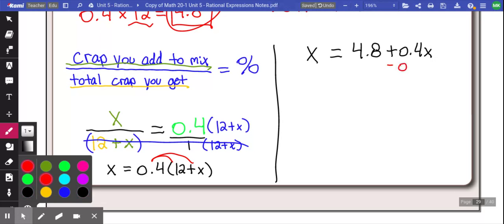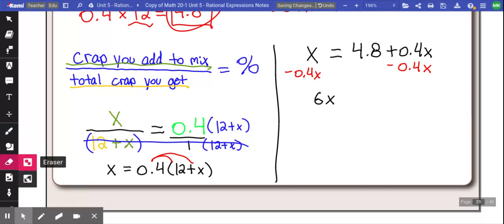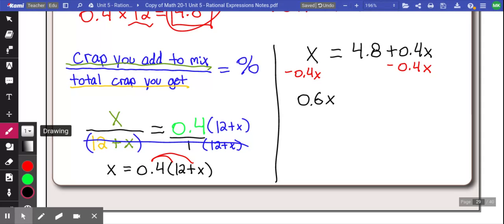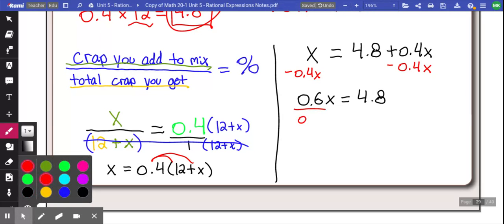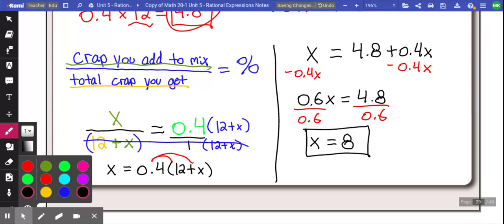We subtract our 0.4X to the other side. That gives me 0.6X, right? So that was 1X minus 0.4X, so that'd be 1 minus 0.4 equals 0.6X equals 4.8. And then I divide by 0.6. And that gives you the amount that you need to add, which is 8 liters of antifreeze. I need to add 8 liters of antifreeze. There you go. That's math.